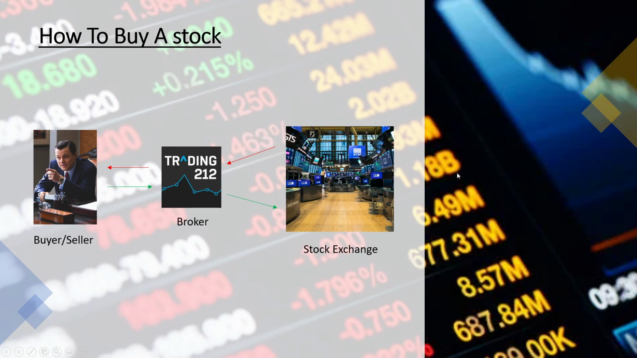And obviously you have your stock exchange such as the Nasdaq, the New York Stock Exchange, and the London Stock Exchange. So what happens here is the buyer sends a buy order to the broker, and the broker then goes to the stock exchange and gets that share. The stock exchange then gives back the share to the broker, and the broker then sends it back to you. And obviously if you're selling that share, vice versa.